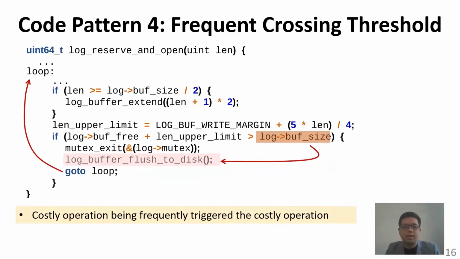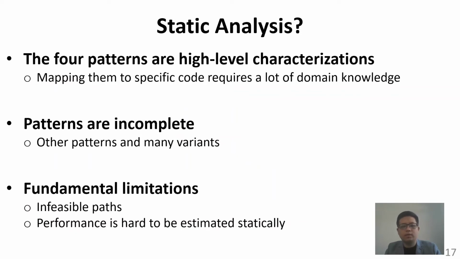The final pattern is frequent crossing of a threshold. For example, if the log buffer size is too small, the system would frequently flush the block buffer to the disk. Given these findings, one potential analytical approach is to use static analysis, but mapping these high-level patterns to specific code requires a lot of domain knowledge. Also, there are other patterns and many variants that can be missed. It is also difficult to estimate the performance statically.